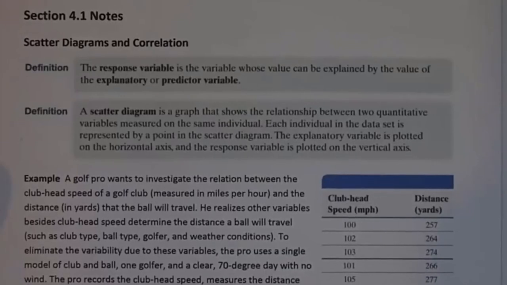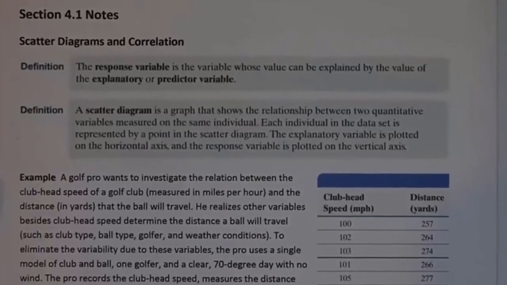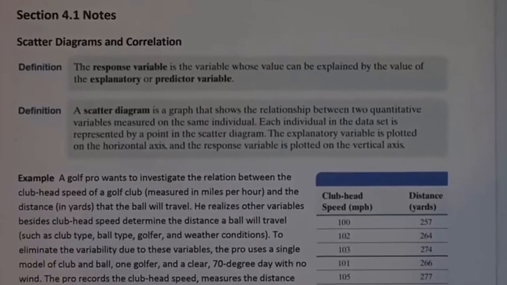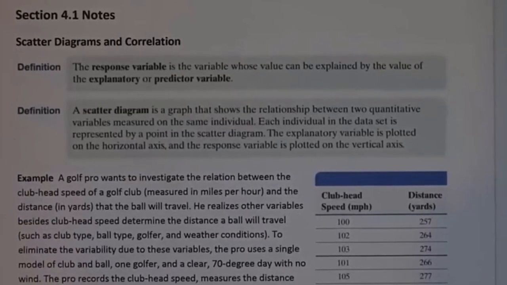In chapter 4, what we're going to be looking at is a relationship between two variables. So for the first time, we're going to have two different variables. We're going to have an X variable and a Y variable. We don't have to use the letters X and Y, but that's typically what we do. We're going to try to see if there's some kind of relationship between these two variables, X and Y. Specifically in chapter 4, we're going to be talking about quantitative variables, not qualitative.